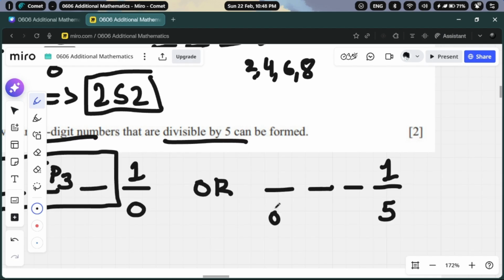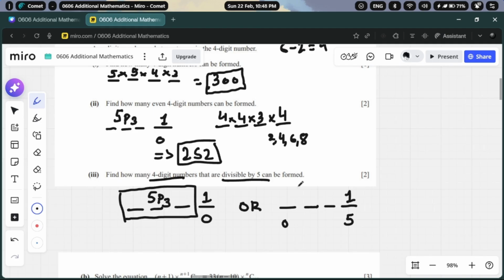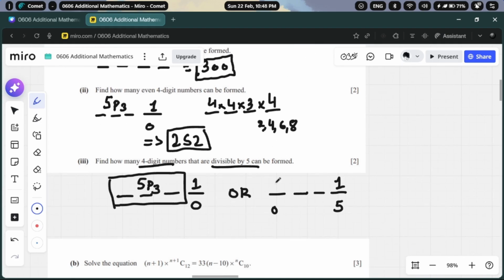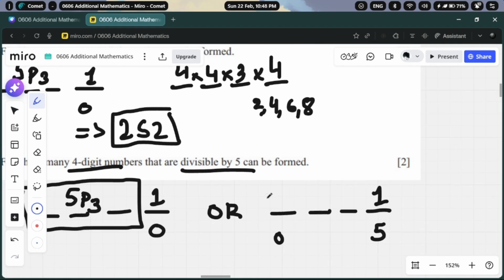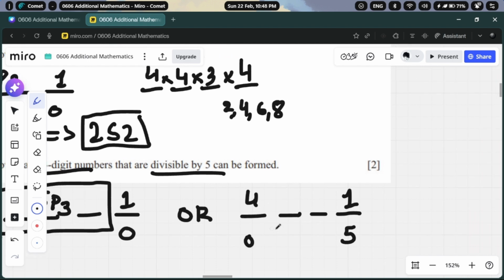Now this can't end with 0. Sorry, this cannot be filled with 0. So you're left with 6 minus 2, which is 4. And now 0 will be considered over here. So you're left with 4 again and 3.